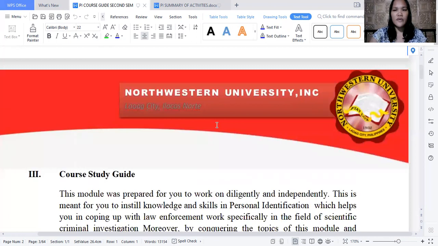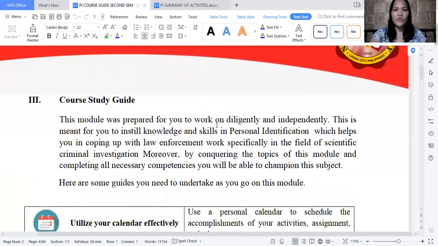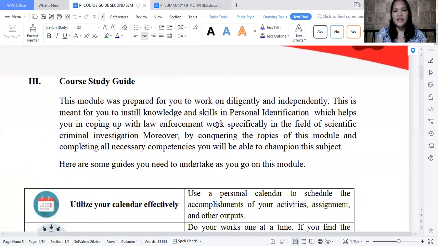So these are the different modules you will expect in this subject. For you to be guided, this module was prepared for you to work on diligently and independently. This is meant for you to instill knowledge and skills in personal identification, which helps you in coping up with law enforcement work, specifically in the field of scientific criminal investigation.